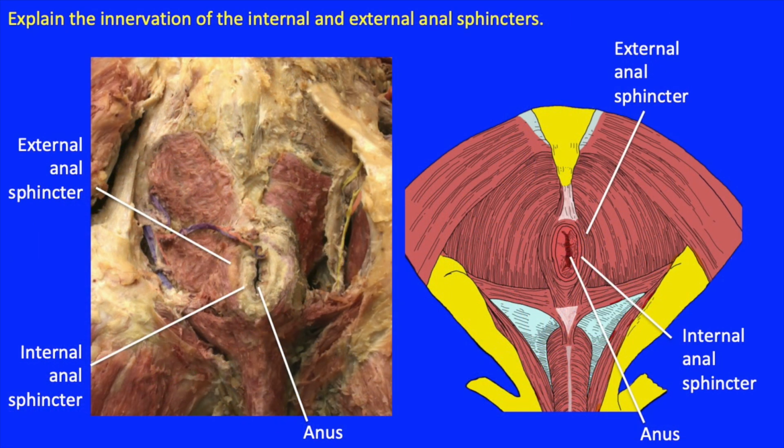Looking at the dissection on the left and the drawing on the right, one can see that muscles are present surrounding the anus. I am sure that you have figured out already that these muscles are indeed under voluntary control. In times of need, you can constrict these muscles. These muscles are called the external and internal anal sphincters and work by constricting the opening of the anus.